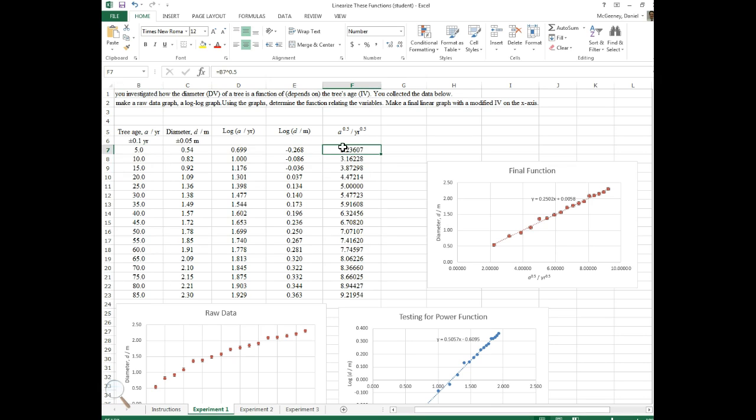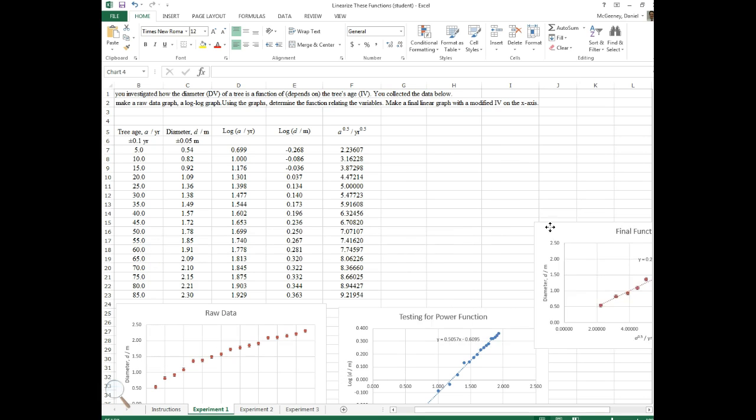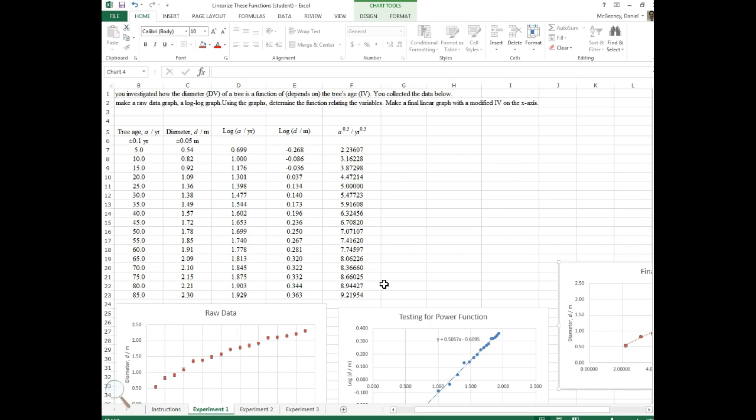So for this first one, what's the uncertainty in this 2.2 number? And then for this one, what's the uncertainty? That's what we're going to figure out next. I'm going to move my final function graph over for the time being. And first, I'm going to find the percent uncertainty in the a values.